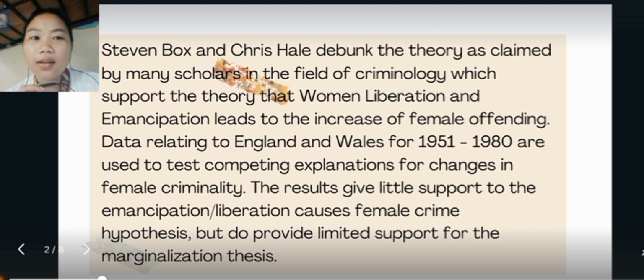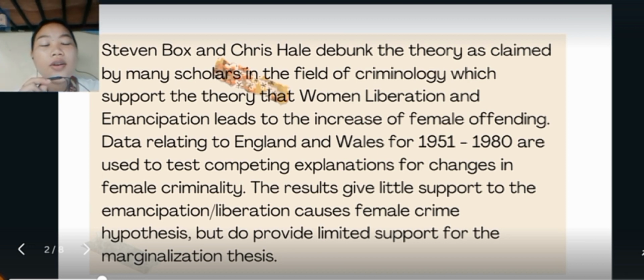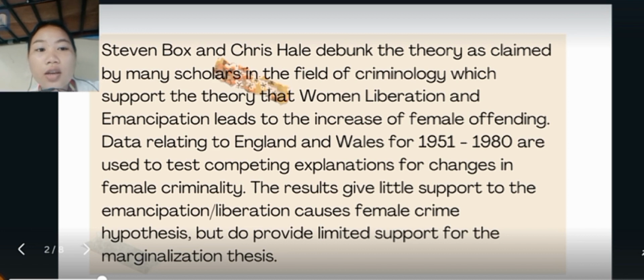Data relating to England and Wales for 1951 to 1980 are used to test competing explanations for changes in female criminality. The results give little support to the emancipation or liberation causes female crime hypothesis, but provide limited support for the marginalization thesis.